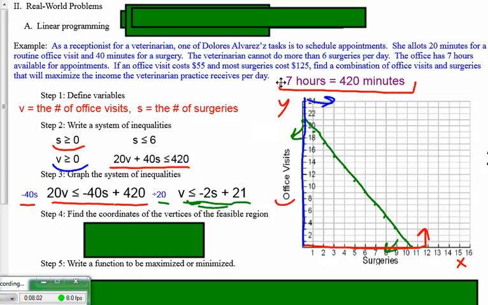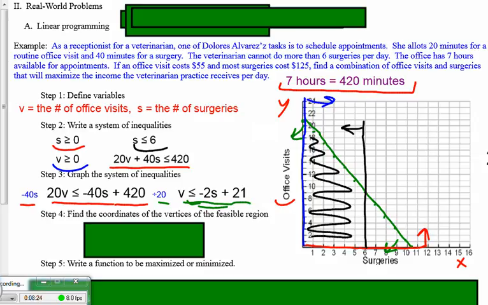Now the last piece that we have is this s is less than or equal to 6. We can only do at most 6 surgeries. So that would make this line right here. And we need to go less than that, so everything within there. So the only combinations possible of surgeries and office visits would be anything in this area.